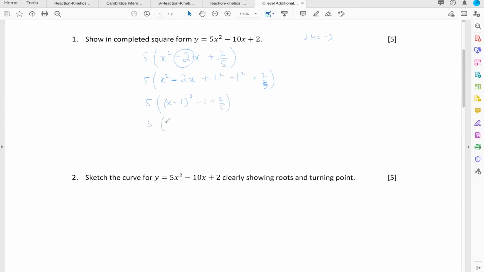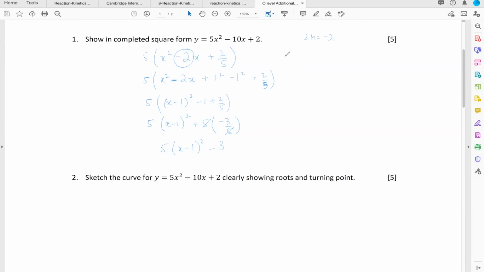So 5 times x minus 1 whole squared plus 5 times what is minus 1 plus 2 by 5, minus 3 by 5. So this cancels out and you're left with 5 times x minus 1 whole squared minus 3. Do remember that the number in the middle is 2 times h.